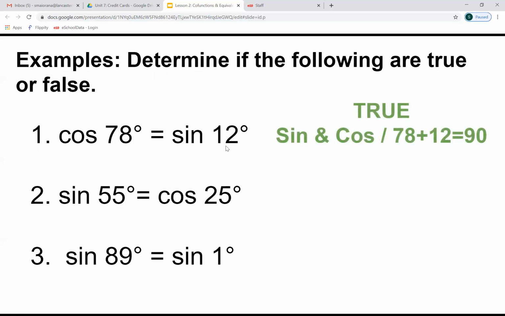So this statement is true. I have sine and cosine ratio, and my two angles add up to 90. So that's what it means to be true, to have equivalent cofunctions.